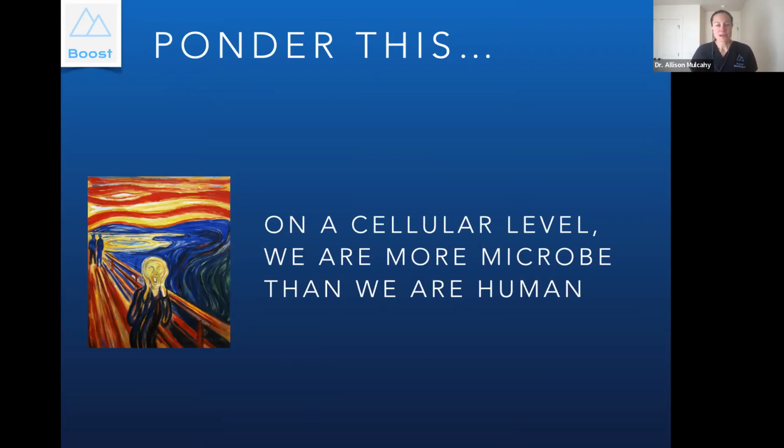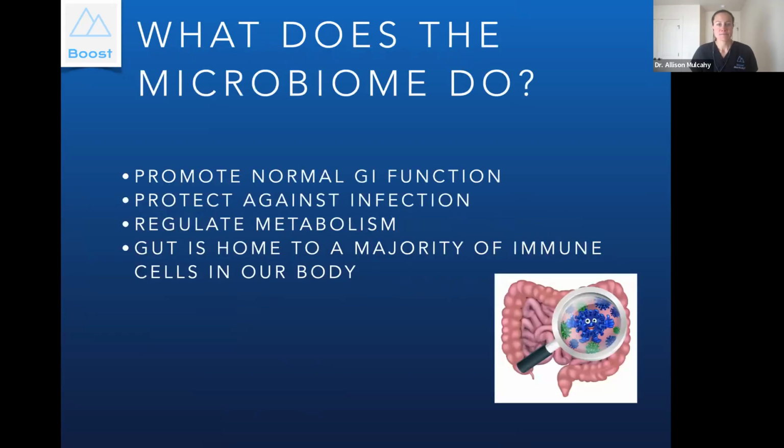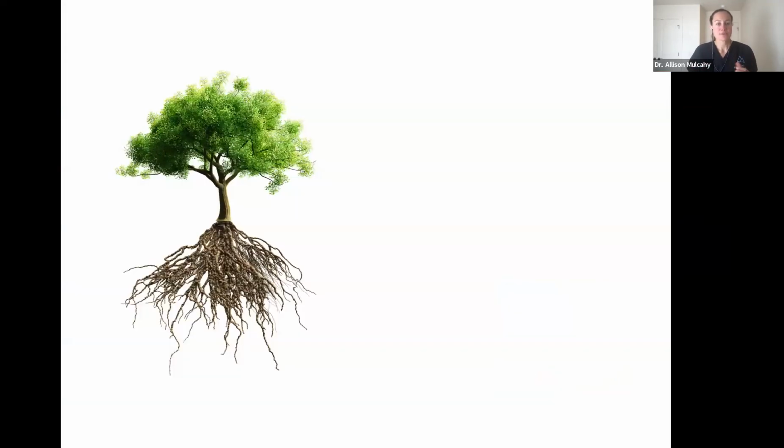And if we think about it that way, it helps us understand why the microbiome is so important. So what does the microbiome do? It does a lot of different things. It helps to protect ourselves. It helps to regulate the immune system. It helps with so many different things.